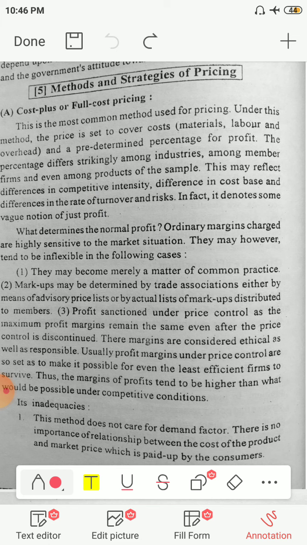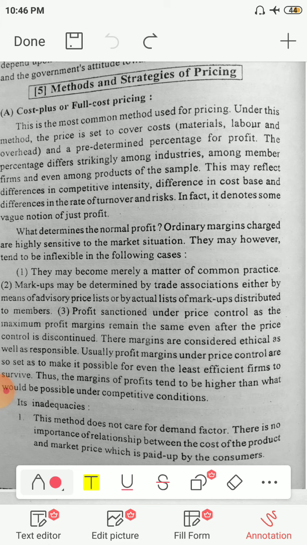What determines the normal profit? Ordinary margins charged are highly sensitive to the market situation. They may, however, tend to be inflexible in the following cases. Now we will discuss the cases where the profit margin becomes rigid in industry.